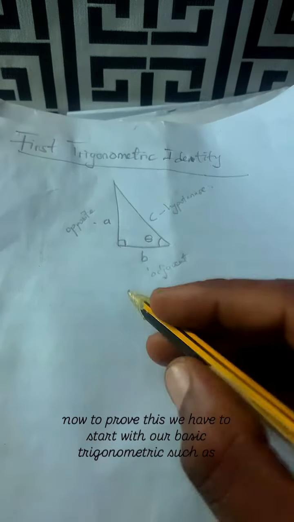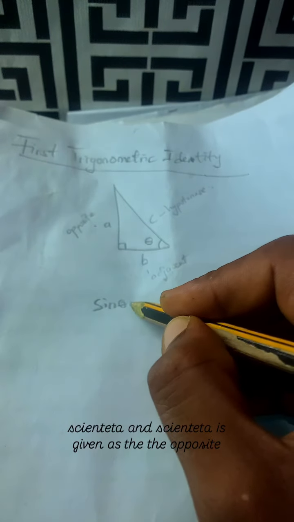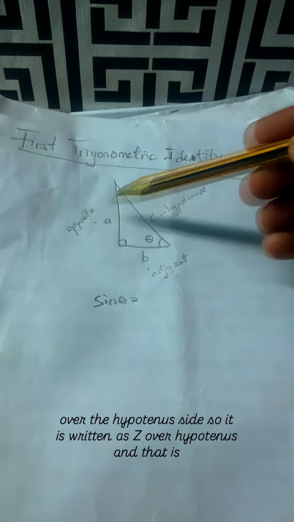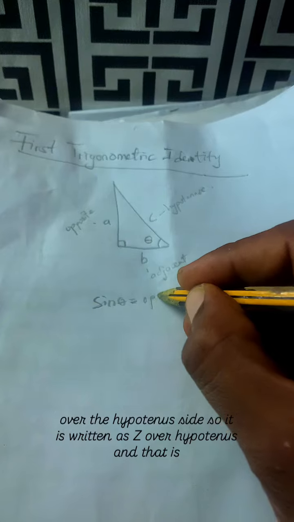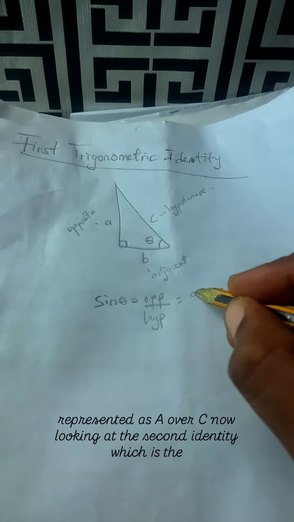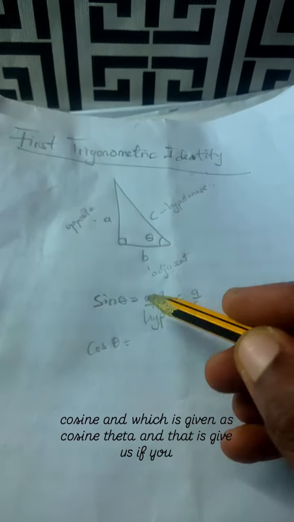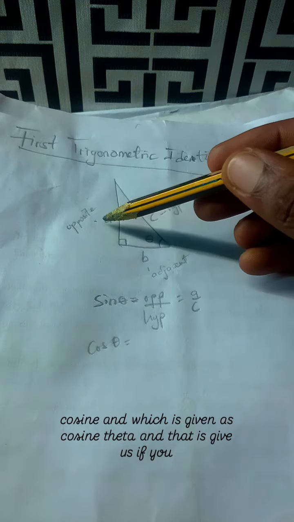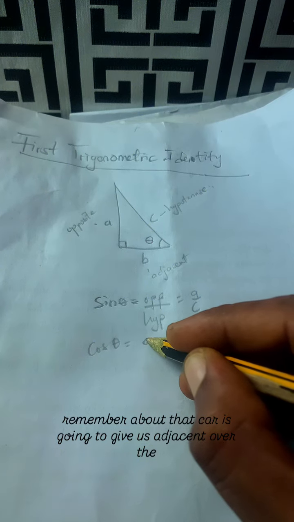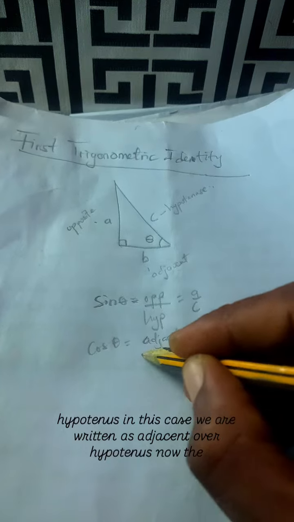Now, to prove this, we have to start with our basic trigonometric identities, such as sine theta. And sine theta is given as the opposite over the hypotenuse side. So it is written as opposite over hypotenuse, and that is represented as A over C. Now looking at the second identity, which is cosine theta. If you remember our SOHCAHTOA, the CAH is going to give us adjacent over hypotenuse. In this case, we write it as adjacent over hypotenuse.